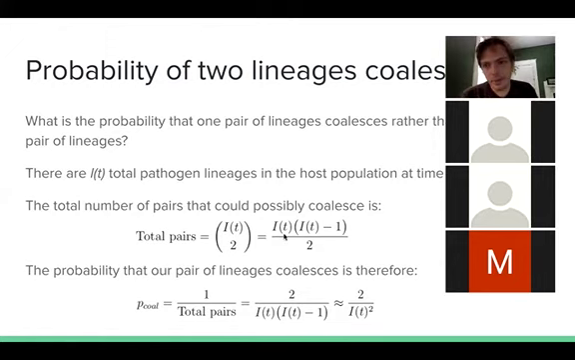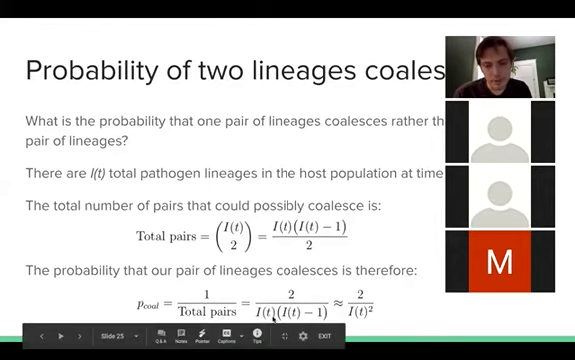And so that binomial coefficient is just equal to I times I minus 1 over 2. That gives us the overall number of pairs of lineages, or infected individuals, that could have coalesced in the population. So if we're interested in the probability of our particular pair of lineages coalescing, that probability will just be equal to 1 over the total number of pairs, which is equal to 2 divided by I times I minus 1.